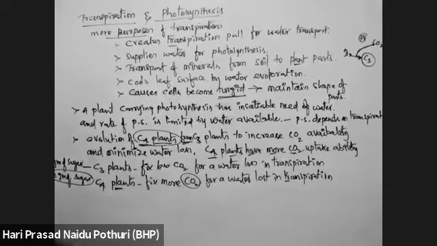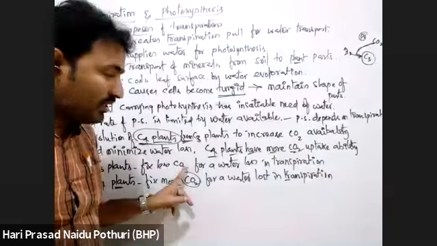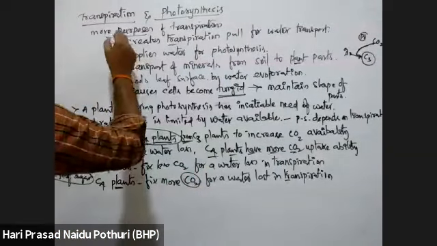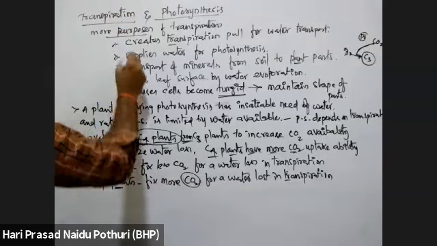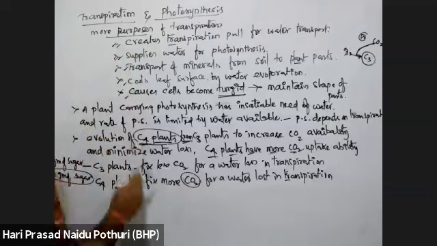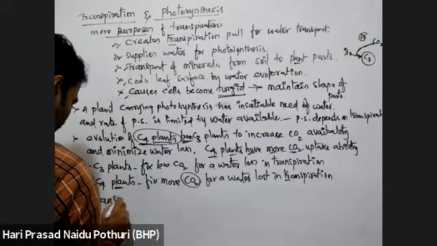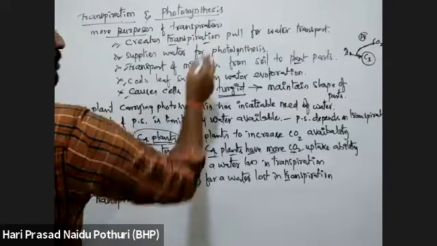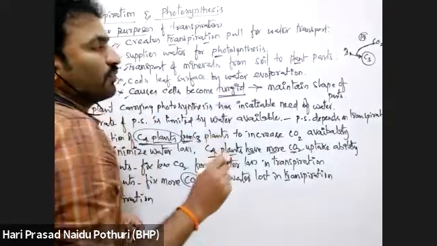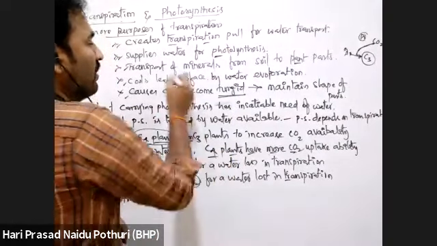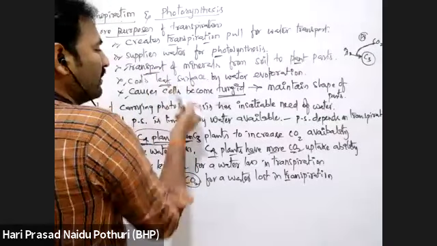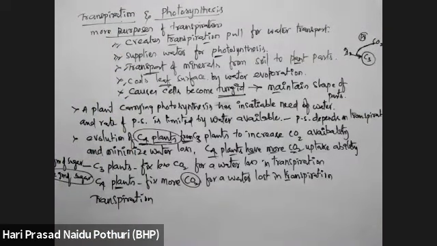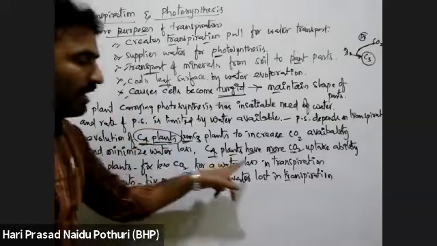So the rate of photosynthesis depends on transpiration. See here, photosynthesis is affected by this. So transpiration has advantages and disadvantages also. What are the advantages? It creates the transpiration pull for transport. Water required for photosynthesis is provided by transpiration. Transport of minerals, cooling of the leaf surface, and maintaining the shape of the plant parts.